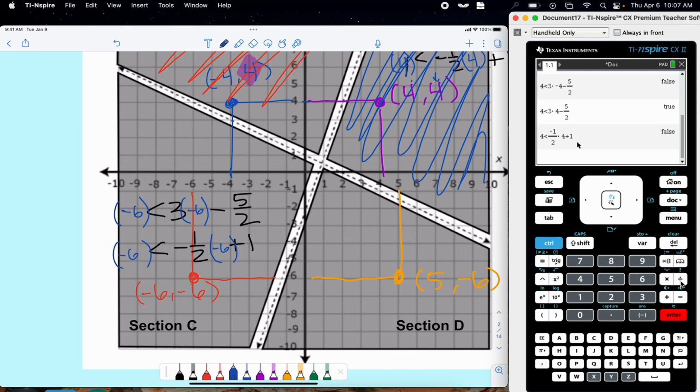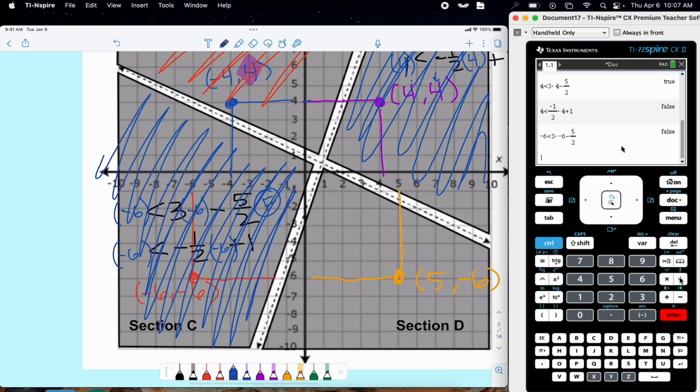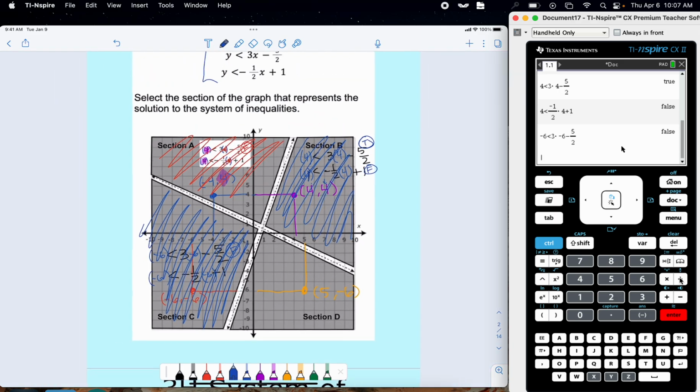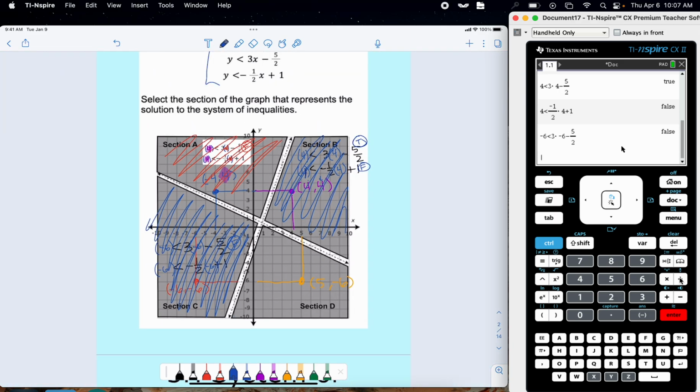So let's try section C. Parentheses -6. Control equals, get the correct symbol, 3 parentheses -6. Then minus, control divide, 5/2, enter. That gives me false. So this cannot be the correct section. So this is not a good section either. So now let's try section D. Hopefully that gives me the correct answer. If not, I may have messed up.